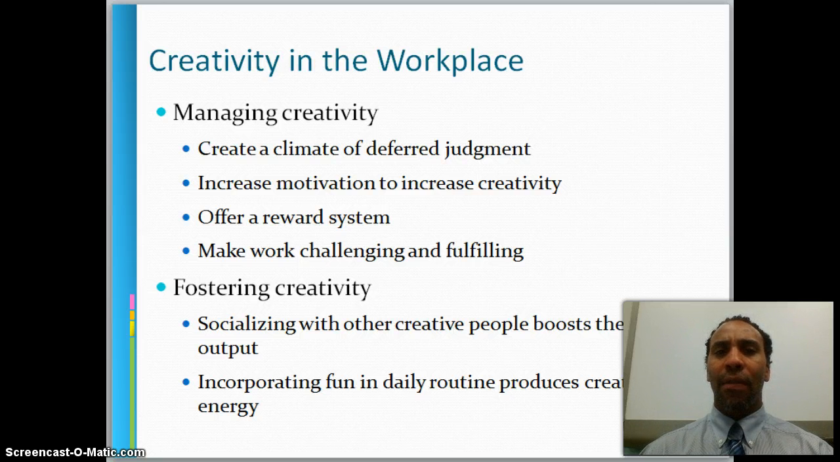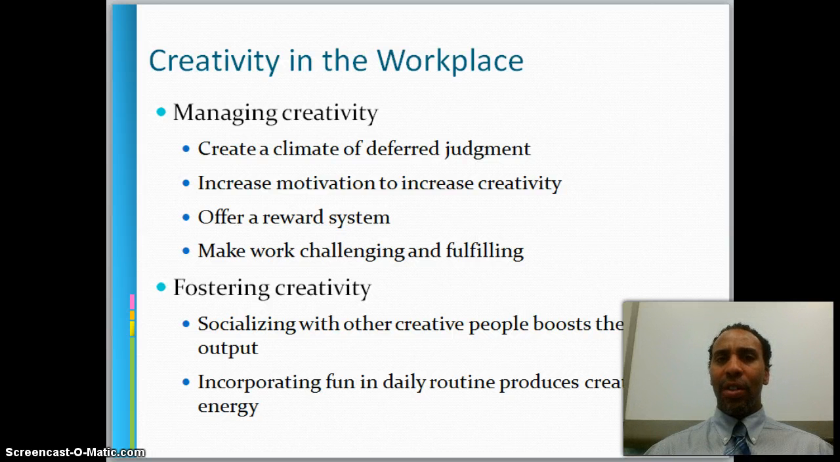Make work challenging and fulfilling. Make it fun. Make it interesting. Don't just make it drab and boring. Fostering creativity, socializing with other creative people, right? So you socialize with other creative people, you come up with good ideas, and it works.